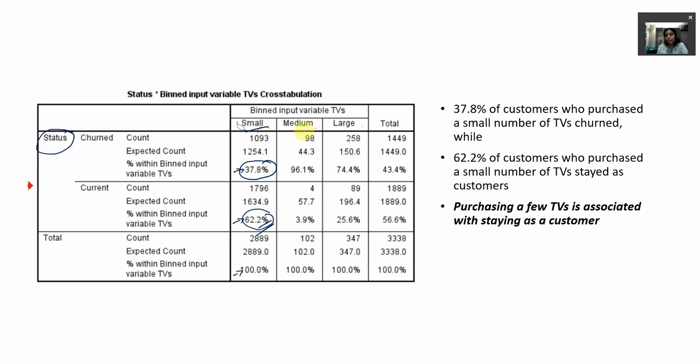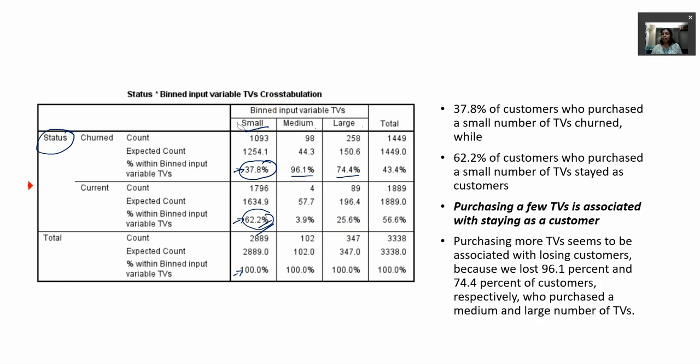Now, if you see the results of percentage for medium and large, you will see that the percentages are quite higher for churned, 96.1 and 74.4%, when compared to the percentage of current customers, 3.9% and 25.6% only. So from this result of 96.1% and 74.4%, it is understood that when the customer purchases more TVs, that is a medium or large number of TVs, then we tend to lose the customers.